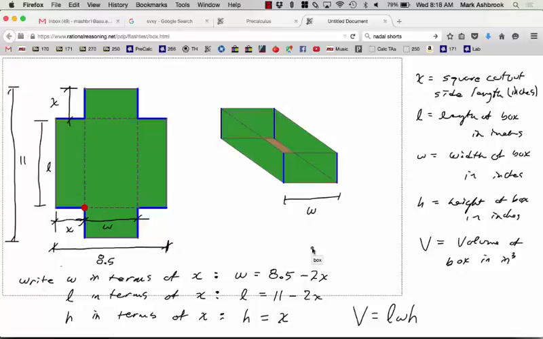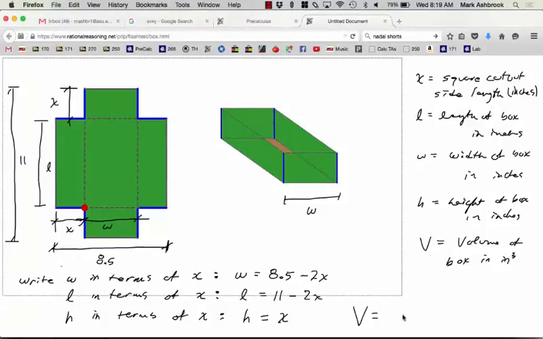Okay, so, Christian, tell me, how did you get your volume formula in terms of x? It doesn't really have anything to do with your calculator because we're just writing a formula, right? And everything you need, I've written on the screen. So if volume is length times width times height, and we've got length in terms of x, width in terms of x, and height in terms of x, how could you rewrite the volume? 11 minus 2x times 8.5 minus 2x times x.